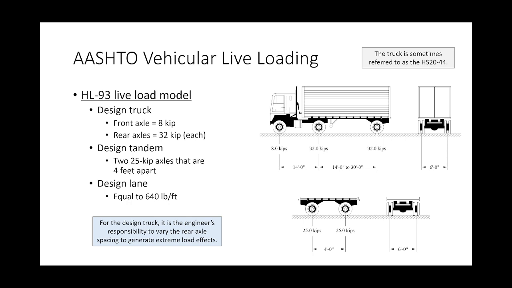The idea is that between the 1940s and now, the loads on highway bridges have gotten bigger and bigger and bigger. So now we combine both of them. The way that you combine them in the spec is you say it's the worst case scenario of either the truck plus the lane or the tandem plus the lane.